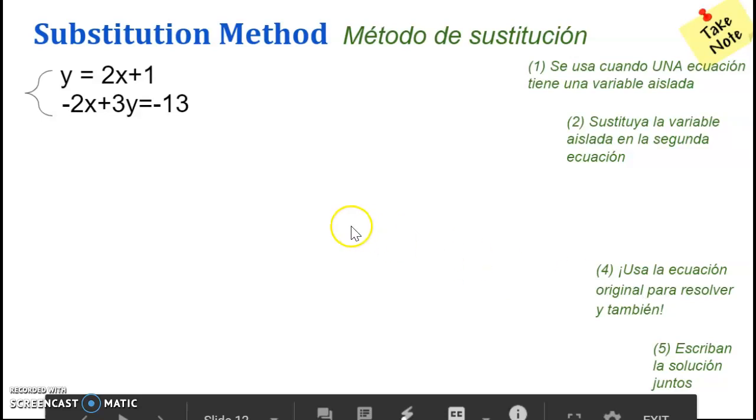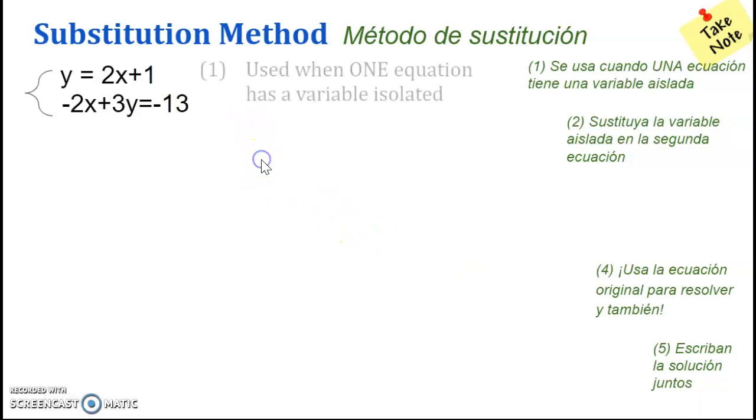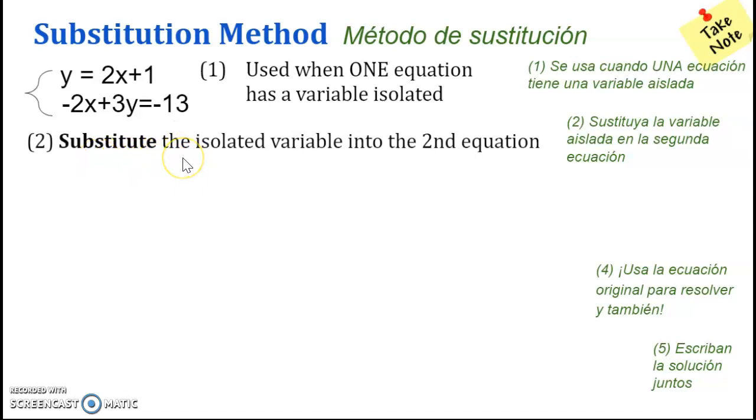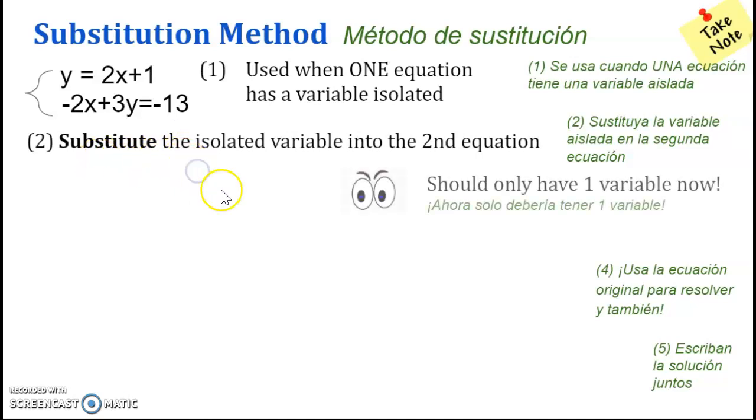So substitution method, when do we use it? What are the steps? We use it when one equation has a variable isolated. So in this case, you have y is equal to something. Okay, y is equal to something. So that it's very easy to say that whenever I see a y in the second equation, instead of using y, I can substitute the expression 2x plus 1. So then you substitute the isolated variable into the second equation. So you should only have one variable now.